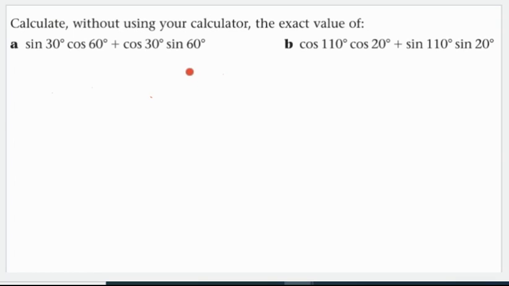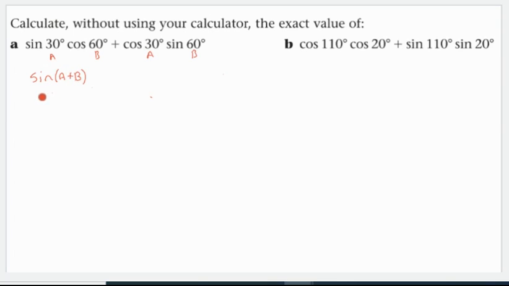For those that are doing the A-level course, this kind of problem probably wouldn't come where you have to do this without using a calculator, because every exam is calculator. But the whole point of this is to get you to practice using the identity. So this is the expansion of sine of a plus b: sine a cos b plus cos a sine b. That's what this is if I let 30 equal a and 60 equal b. So this is sine of a plus b.